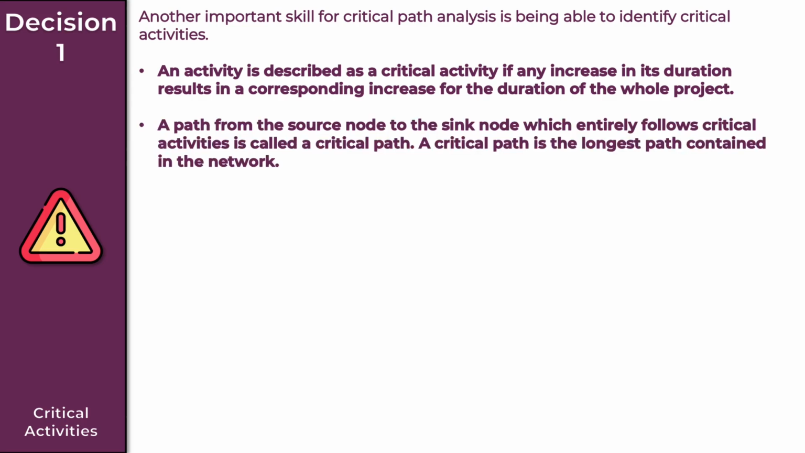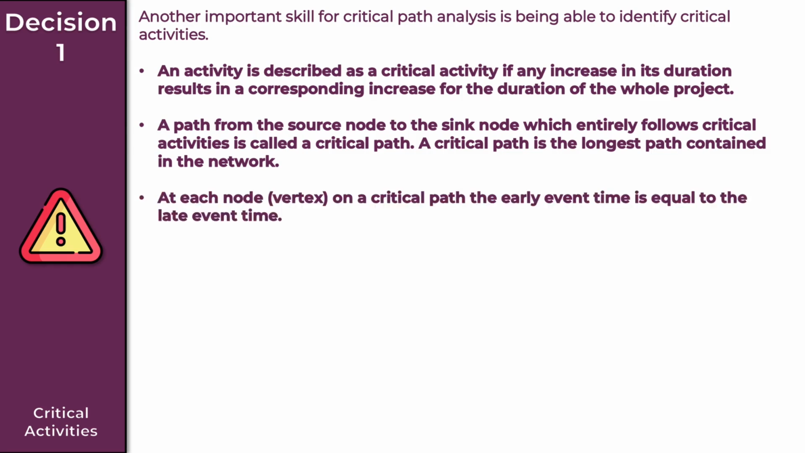And a path from the source node to the sink node, which entirely follows critical activities, is what we call a critical path. A critical path is the longest path contained in the network. And at each node, or vertex, whichever you prefer to call that, on a critical path, the early event time is equal to the late event time.